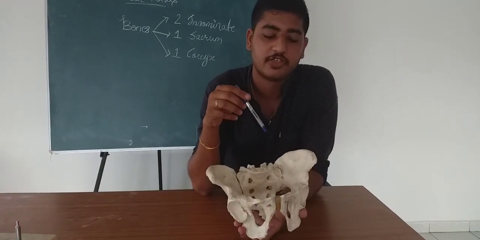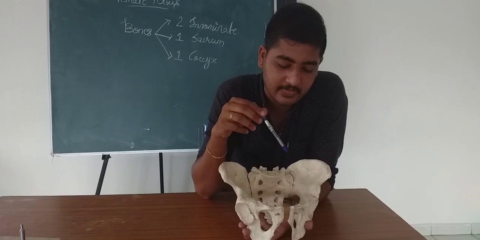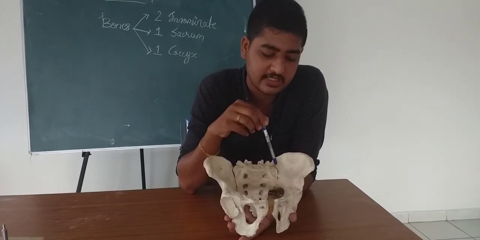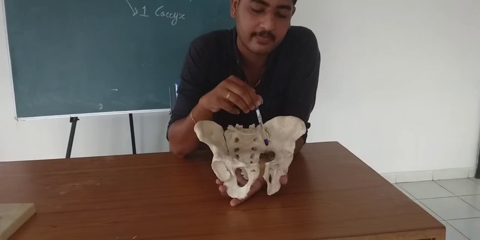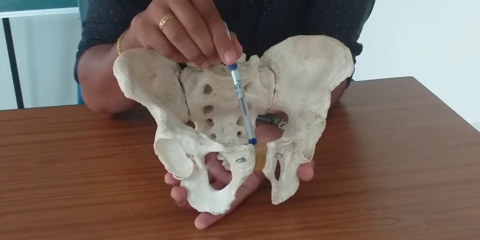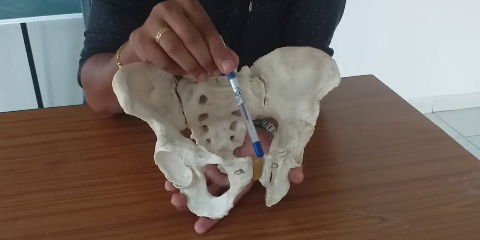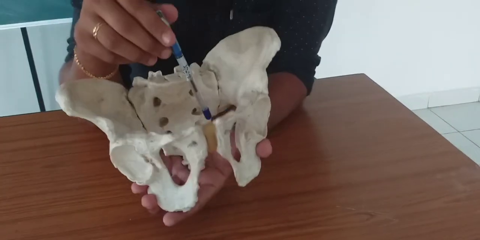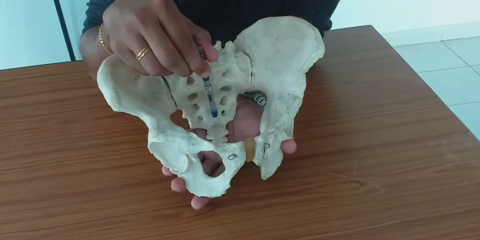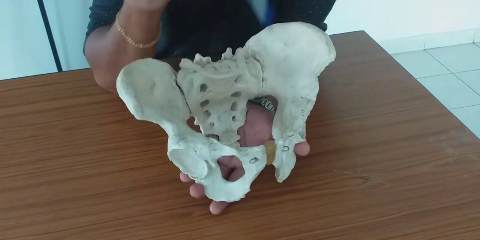Next, coming to the joints of the female pelvis. The joint between the sacrum and the ilium is called the sacroiliac joint. The joint between the two pubic bones is called the symphysis pubis. The joint between the sacrum and the coccyx bone is called the sacrococcygeal joint.